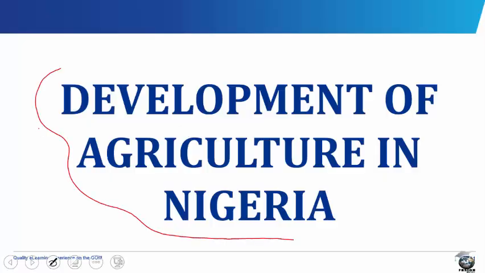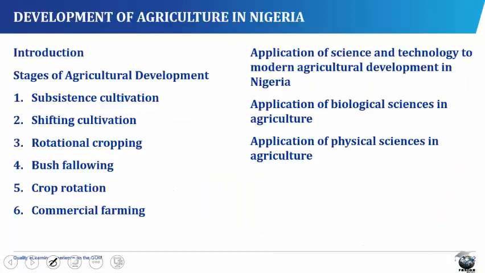Development of agriculture in Nigeria. From the beginning of time, the first concern of man has been food, clothing, and shelter. The history of agriculture starts when man wandered from place to place, gathering fruits and berries and hunting wild animals to satisfy his need for food.